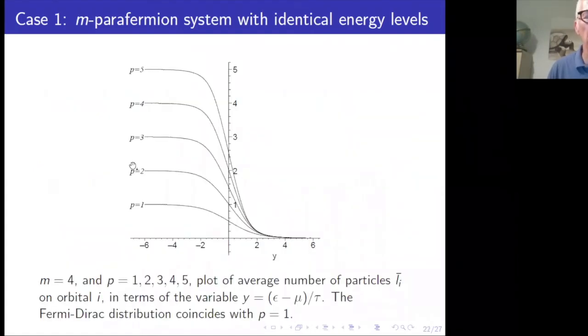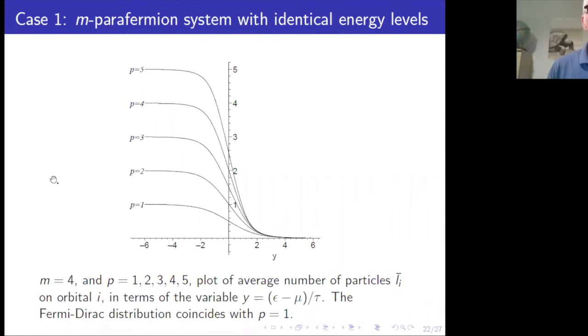I think I have one plot for this. Yes, this is for M equals 4, so a 4 parafermion system with identical energy levels. And we've considered 5 representations, P equals 1, 2, 3, up to 5. And we've plotted the average number of particles on an orbital, which does not depend on i, because the energy levels are identical, in terms of the same variables as people always do. So for P equals 1, it coincides with the Fermi-Dirac distribution function. So the average number of particles sits between 1 and 0. But for other values of P, there are different interpretations, and your average number of particles sits between 0 and P, which is a peculiar feature of parafermion systems.